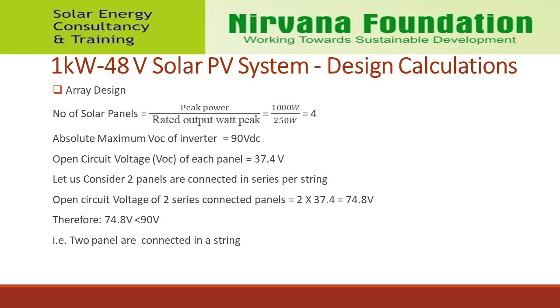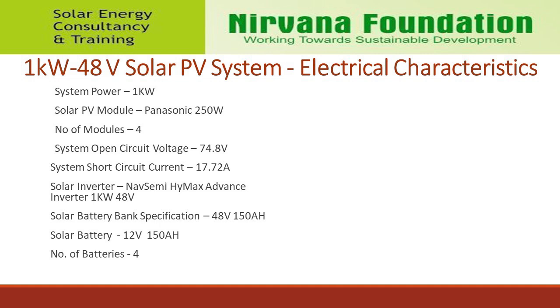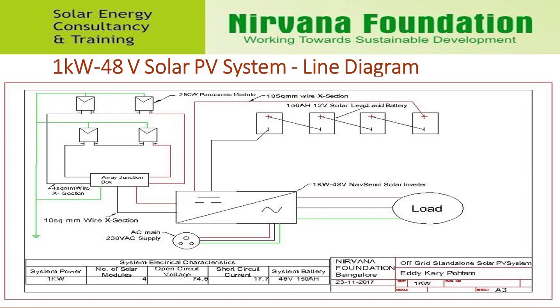But 2 panels are connected in a string to get maximum of 90 volts DC. 4 panels are required to generate 1 kilowatt power. Number of strings required are 2. 2 strings of series connected modules consisting of 2 modules per string are connected to the array junction box. Layout shows 1 kilowatt, 48 volts.